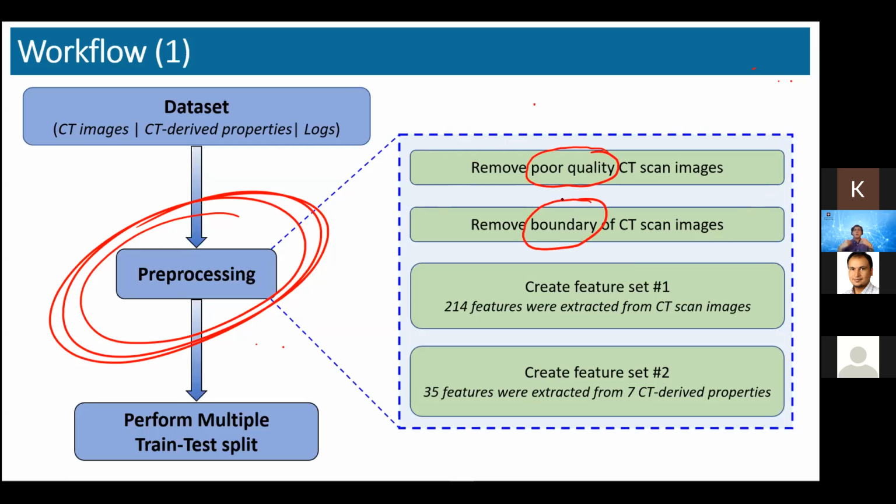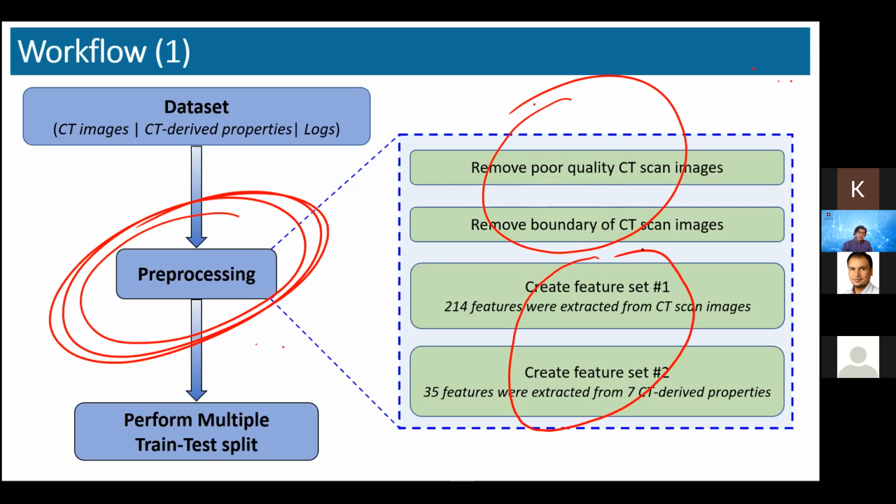See, depending upon your data, you have to decide how to improve the quality. For my data, which is CT scan, the boundaries are where things get corrupted. So I have to remove the boundary effect. So these are two things to improve the quality of the data. These two things can be called data cleaning. And after that, I'm performing feature extraction.